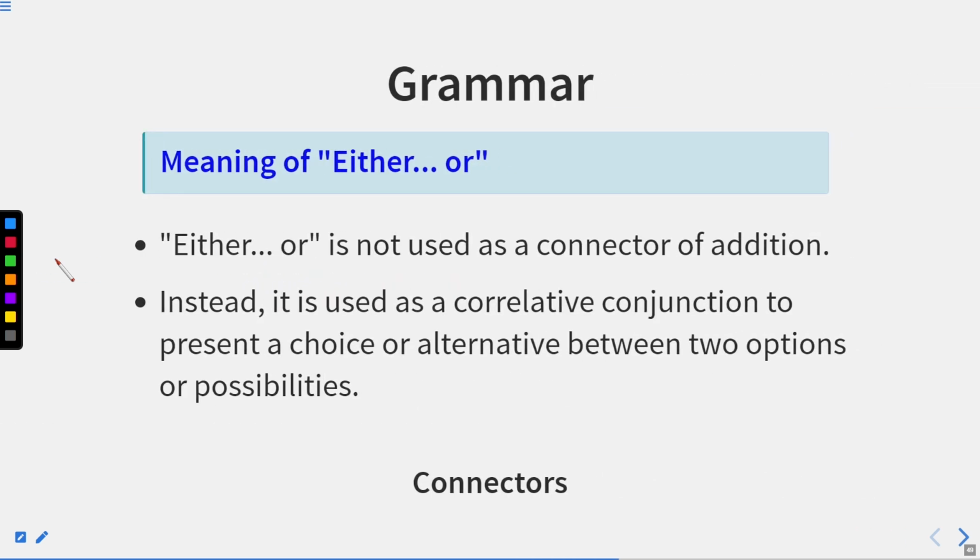So let's begin. First of all, we are going to discuss the meaning of either or. Either or is not used as a connector of addition. Instead, it is used as a correlative conjunction to present a choice or alternative between two options or possibilities. Basically, either or we use only for two things, when we have two options and we have to choose one of them. If I choose one of them, that means I'm choosing either of the two. So we have only two options over here, first thing.